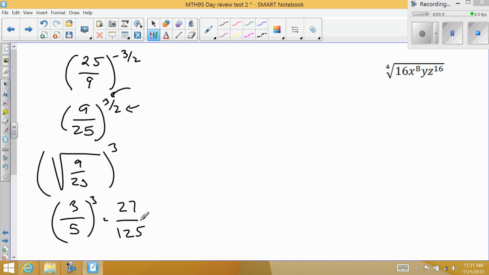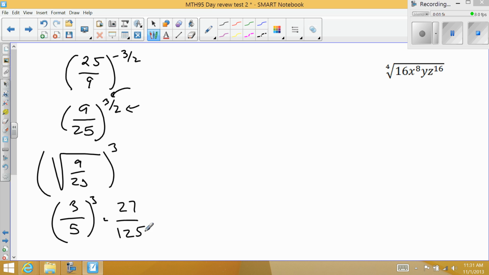This would be a problem we could double check on our calculator while taking the test. Just be sure when you put the 25/9 in, it's enclosed in parentheses, raised to the power of, and then enclose the exponent in parentheses, the negative 3/2. And you should get the same as what you get by hand.